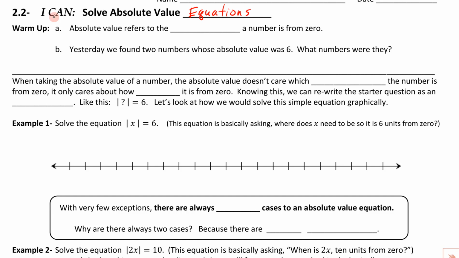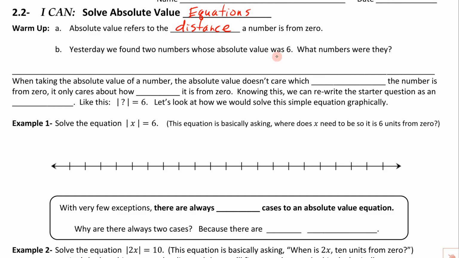So the first one is absolute value refers to the blank a number is from 0. And remember, absolute value refers to distance. That's why absolute value makes whatever that expression is inside, or whatever that number is, positive, because distance is always positive. So absolute value refers to distance. Please don't forget that. And then yesterday we found two numbers whose absolute value was 6. What numbers are they? If you remember yesterday, or look at your notes, you can find those in there. But we can also think about it this way.